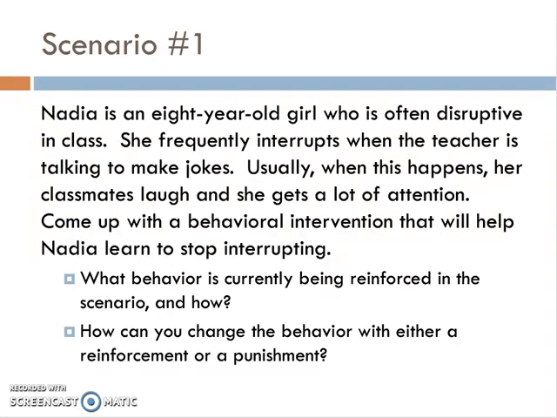Okay, so scenario 1. Nadia is an 8-year-old girl who is often disruptive in class. She frequently interrupts when the teacher is talking to make jokes. Usually, when this happens, her classmates laugh and she gets a lot of attention. So I want you to come up with a behavioral intervention that will help Nadia learn to stop interrupting. So the first step is, what behavior is currently being reinforced in the scenario and how? And the second question is, how can you change the behavior with either reinforcement or punishment?